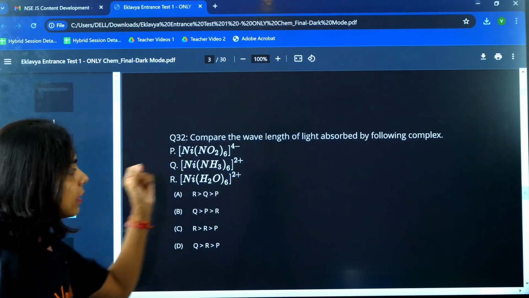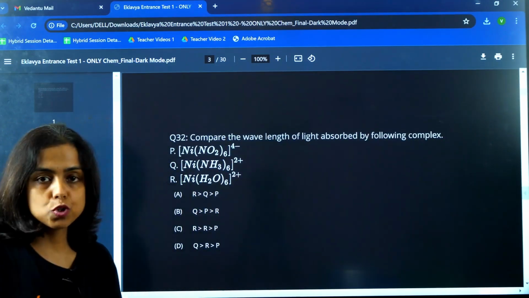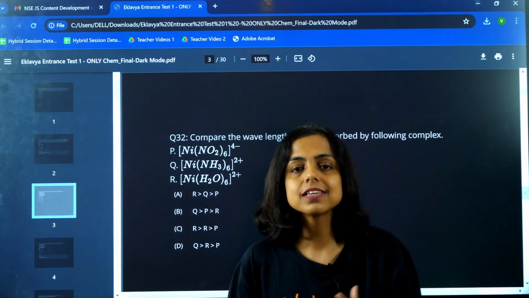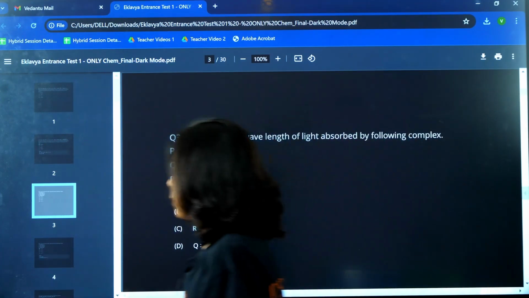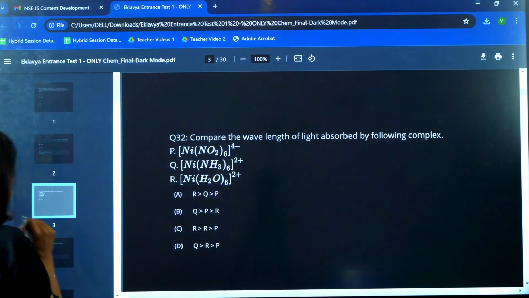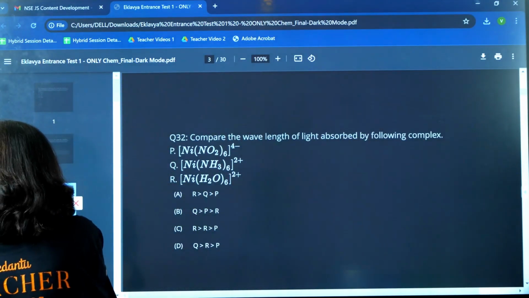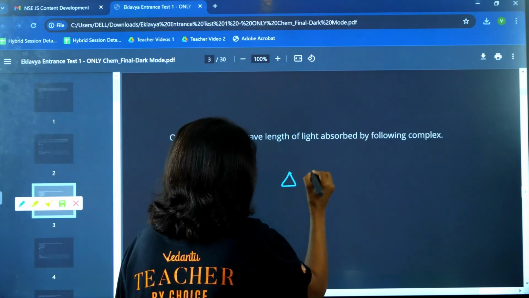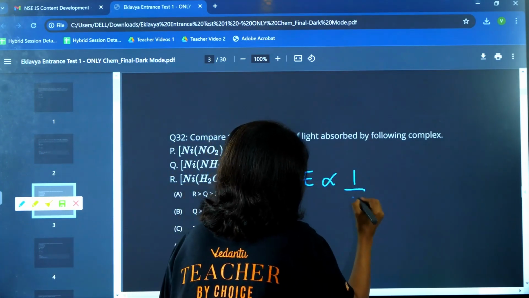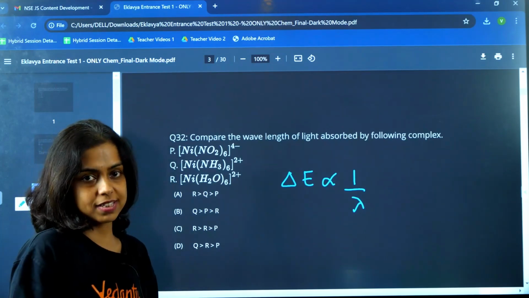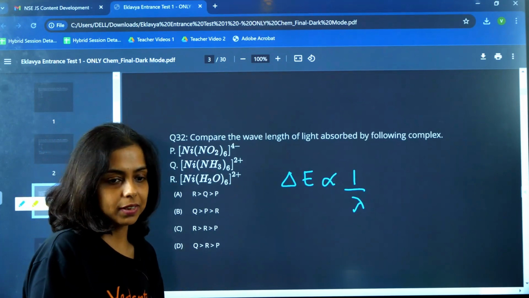Okay, so compare the wavelength of light absorbed. I hope you all know, more is the energy, lesser is the wavelength. E is inversely proportional to lambda, guys. So you are asked the wavelength order. So let me write. Delta E is inversely proportional to lambda. More is the CFSE, more is this energy difference, lesser will be the wavelength absorbed, right?